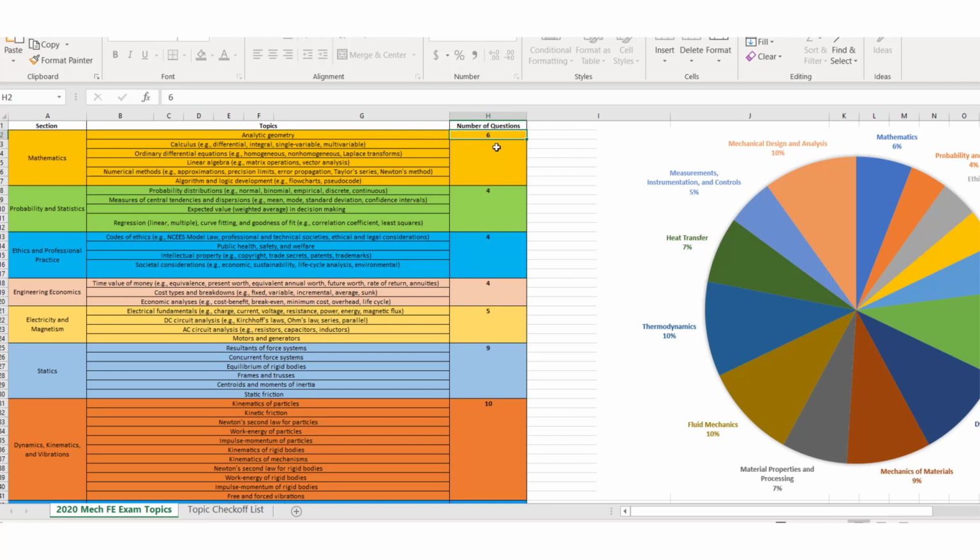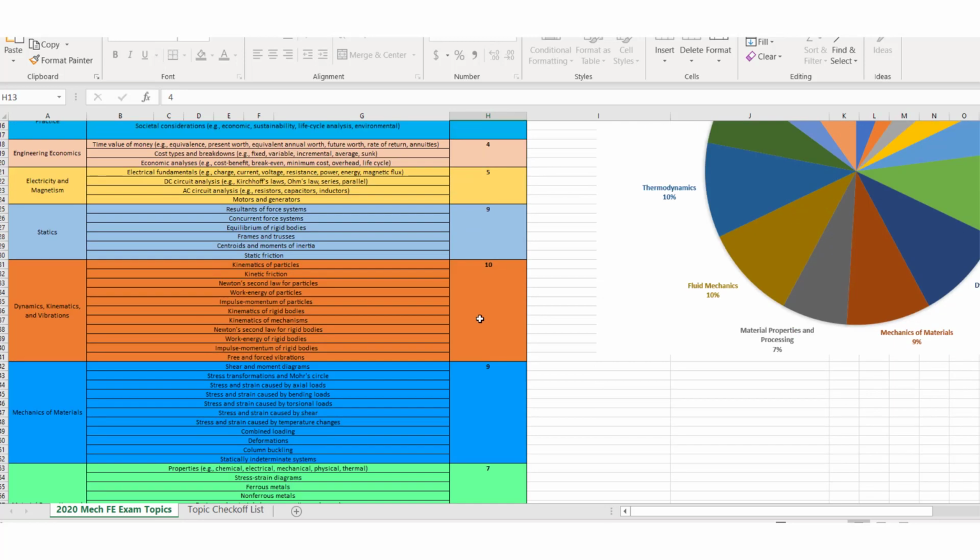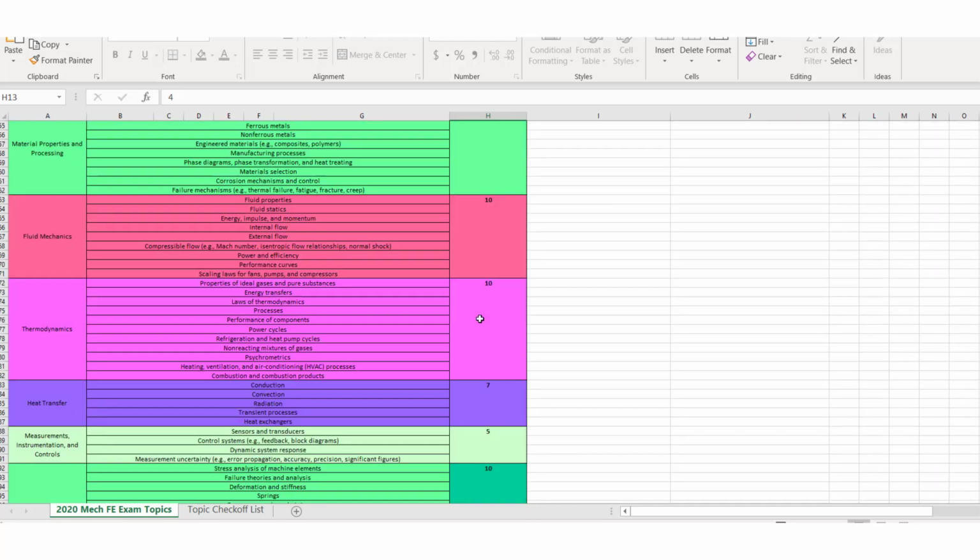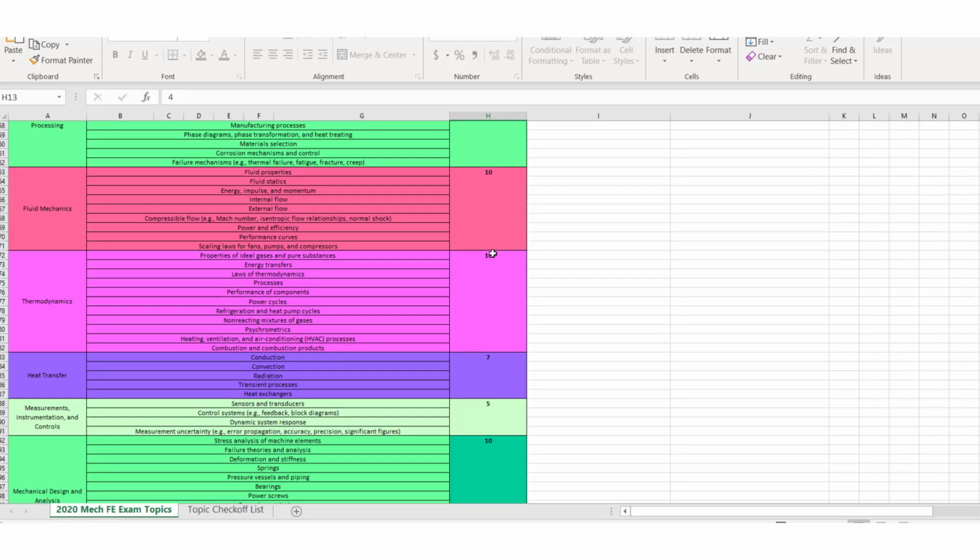So for math, you're going to get around 6. Probability and statistics around 4. Ethics around 4. So if you go down, you'll look at all of these. Thermodynamics is going to be a big section. It's around 10% of your exam. And we just did psychrometrics, and you're going to get around 10 questions.